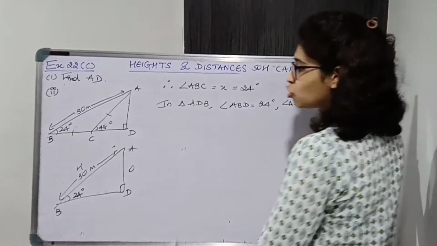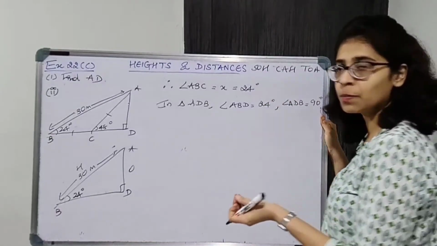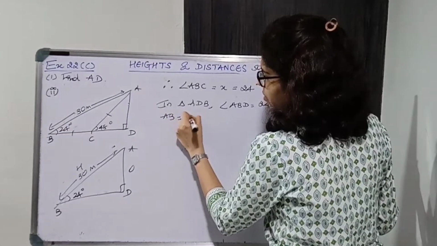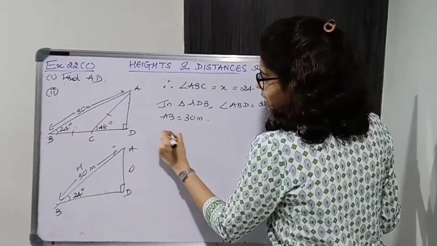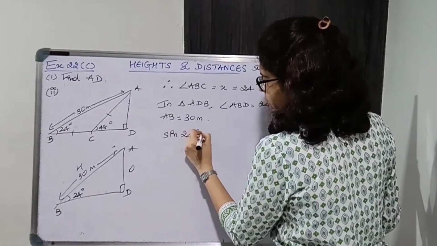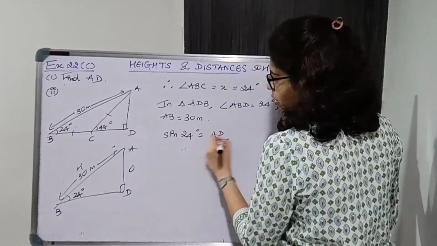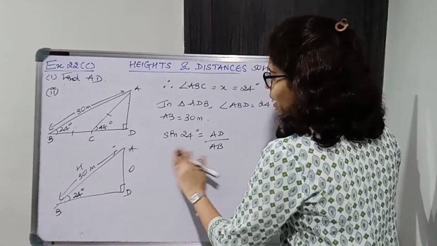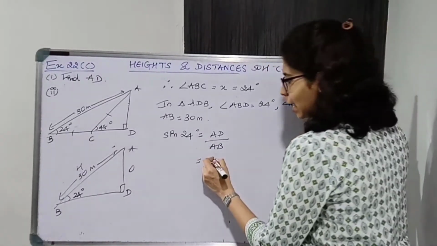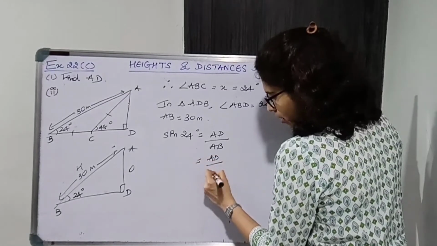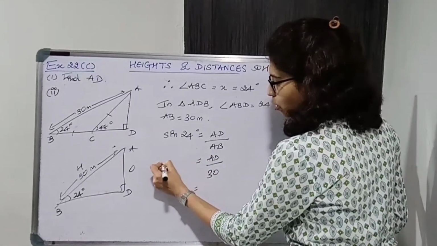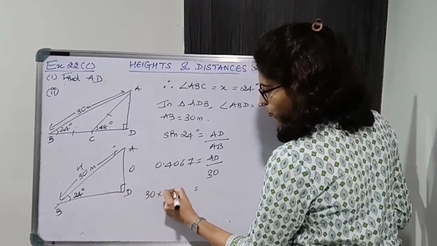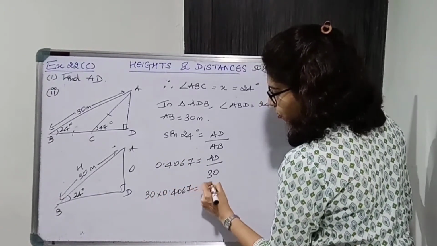Okay, make sure you are using right angle triangle, only then you can apply trigonometric ratios. Also AB is equal to 30 meters. Now sine 24 is equal to opposite, that is AD, upon hypotenuse, that is AB. Sine 24 you will get from natural sine ka table. Okay, and AD we need to find. AB is 30. This is 0.4067. So 30 into 0.4067 is equal to AD.